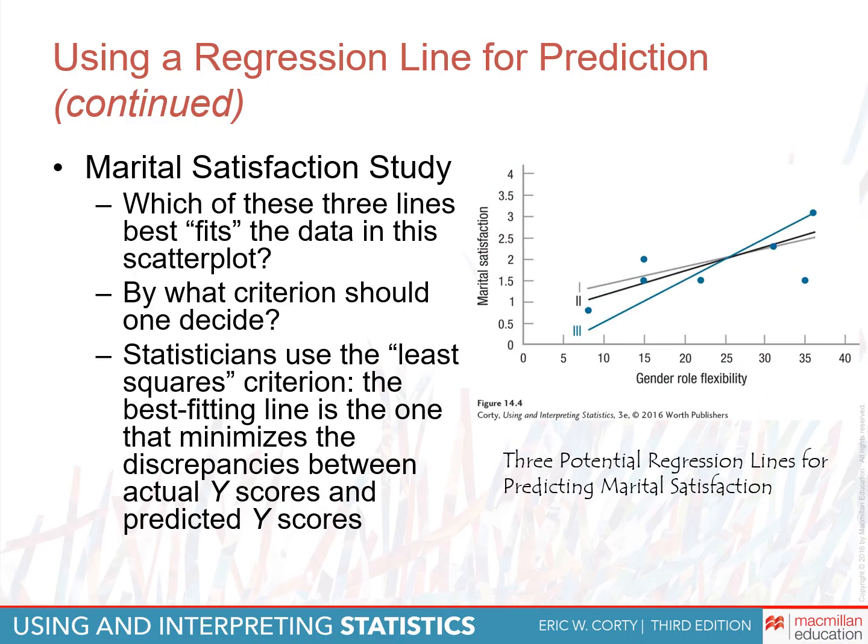All right, so here on the right, we have a couple of potential options for drawing our line, our regression line. So here we drew the line in 3 different places, and it's our job to decide which of these lines is the best one. And the way that we decide is we use something called the least squares criteria. And the least squares criteria say that the line that fits the best is the one where you see as little discrepancy as possible between what the actual Y scores are and what the predicted Y scores are.